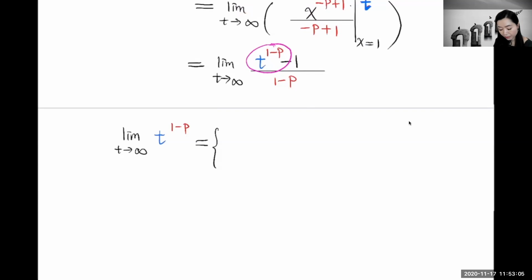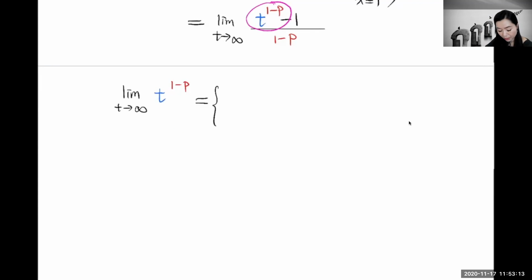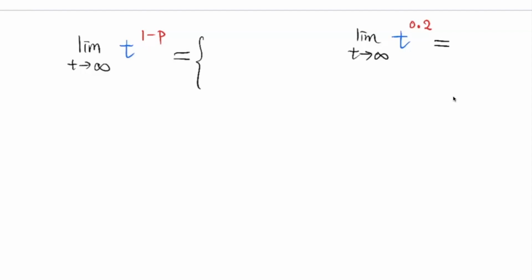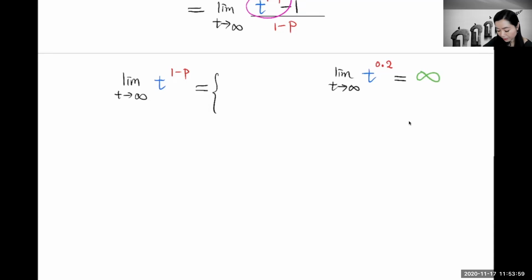So what happened to this? Okay, let's just try to think about some example. As t goes to infinity of t to the, say, 0.2 exponent, what does it equal to? Is it infinity? Yeah, that's going to go to positive infinity. You see what happened over here?